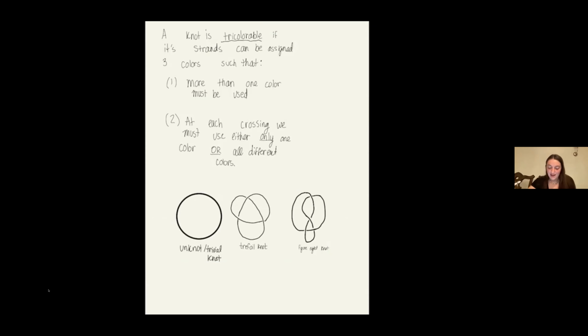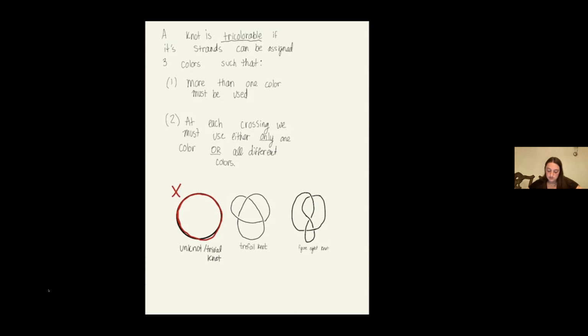So I'm gonna go over how I'm gonna color these. Two of these are not gonna be tricolorable, and then one of them will be. So first, for the unknot, usually you would start at any undercrossing and then go to the next undercrossing. But since we have no crossings here, I'm just going to start anywhere and then keep going. And we never stop. So this is only one color. Since we only used one color in the unknot, it's not tricolorable because it doesn't satisfy our first condition. So that one is not tricolorable.